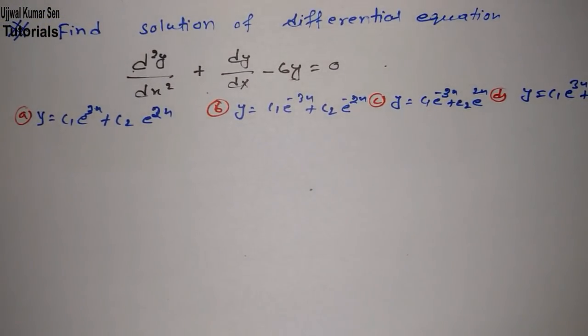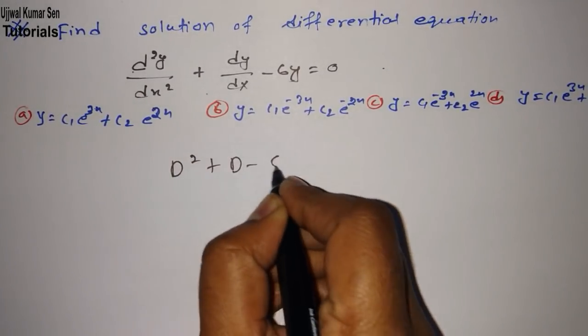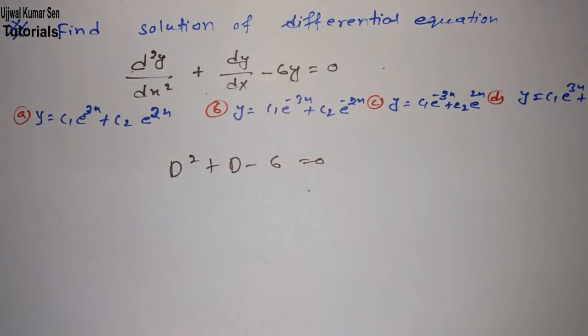So what is the question basically? Find the solution of the differential equation. We have been given the differential equation, so we have to convert the equation into the form of D. So let's go for it. D square plus D minus 6 is equal to 0. D square plus D minus 6 equal to 0.